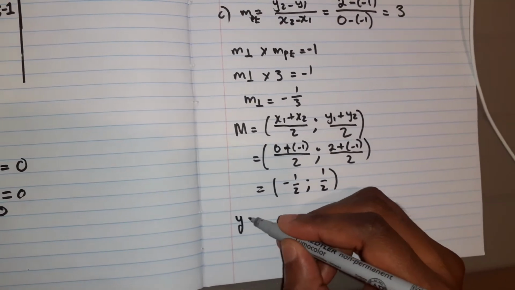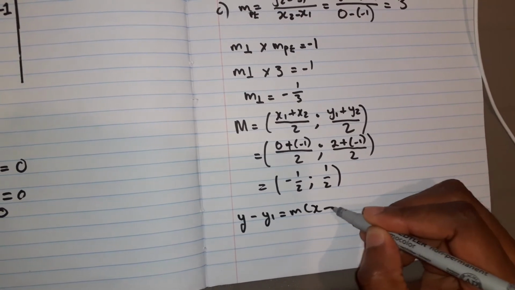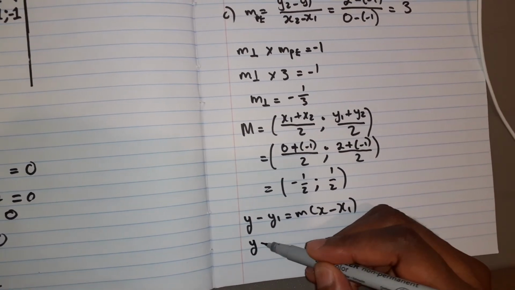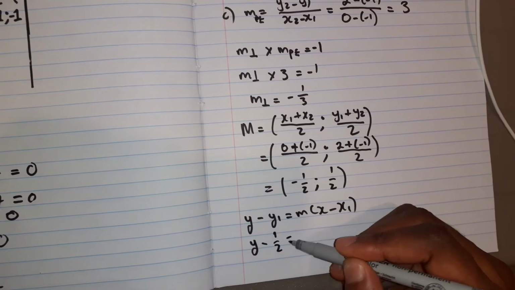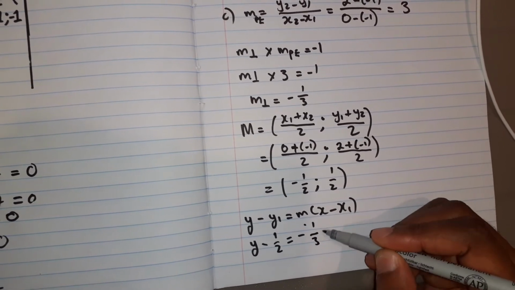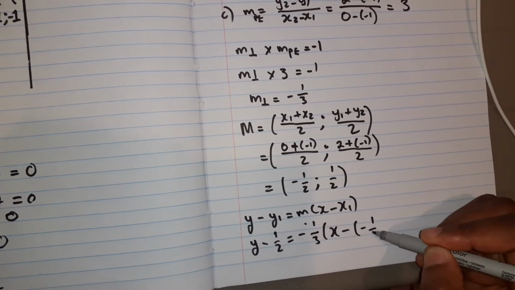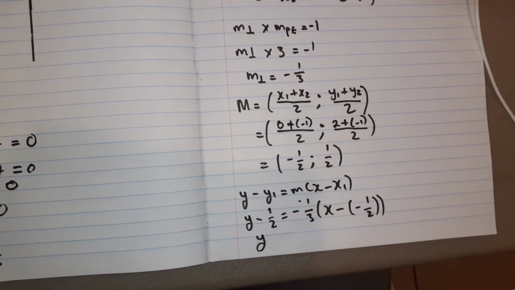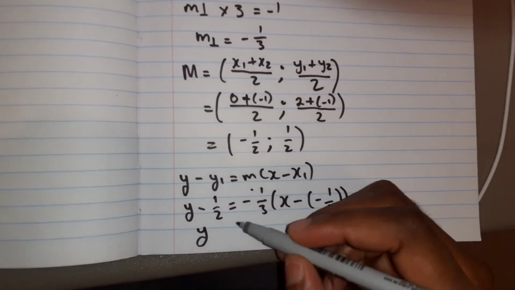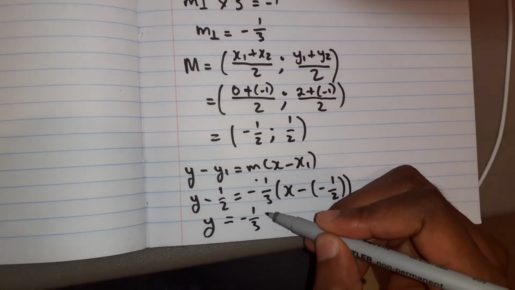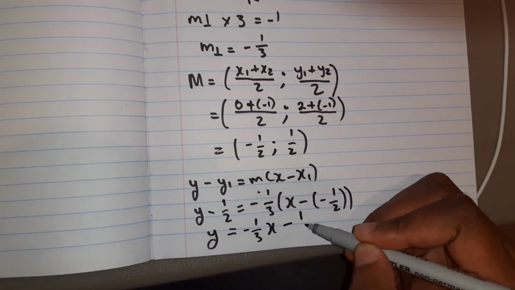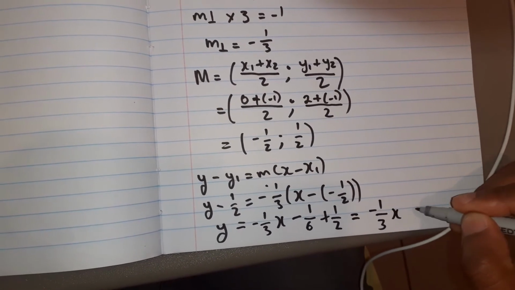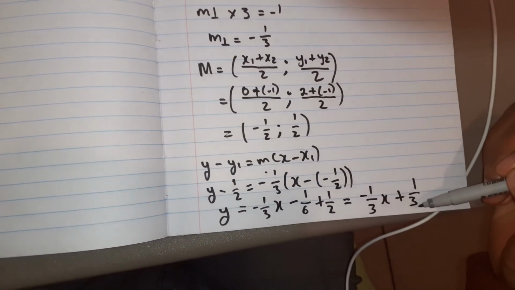Then we use this equation: you substitute these coordinates, not this gradient. The point is 1 over 2, then the gradient is negative 1 over 3, then minus negative 1 over 2. Then we get the equation. So this is the equation of the perpendicular bisector.